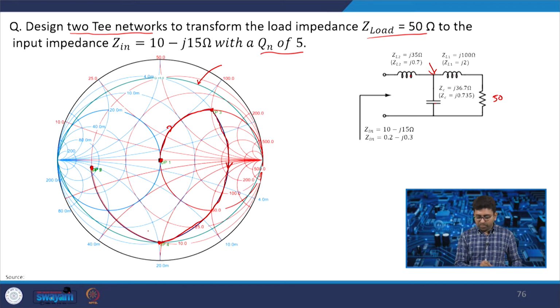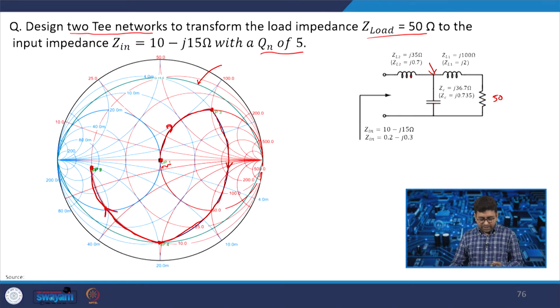Now, again we want to match to 10 minus J 15, so we need to move up on the Smith chart. When we move up, that means we are adding an inductor, moving on the red line, which means we are using the Z Smith chart, adding an inductor in series. We have traveled from point dp1 to the tp3 point, then the tp4 point, and again dp2, that is our desired point. So, this is how you can do the T matching network.